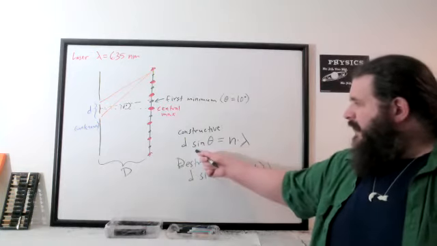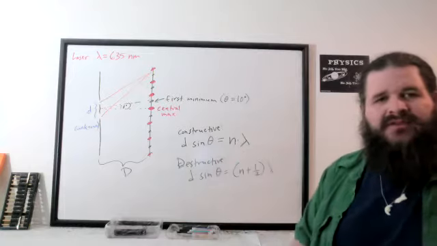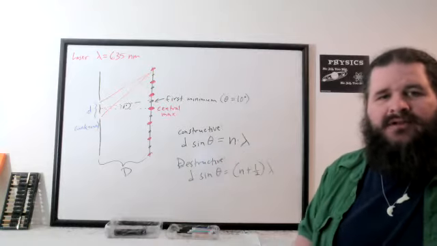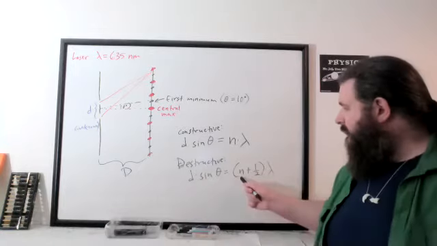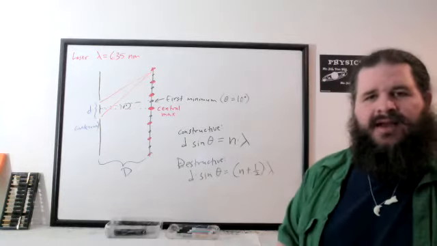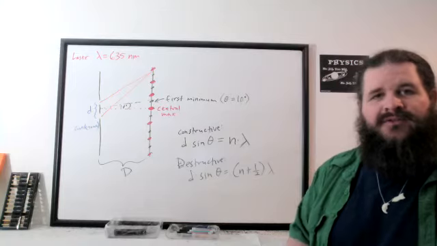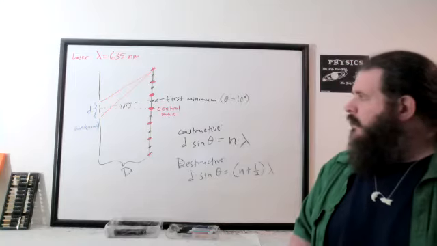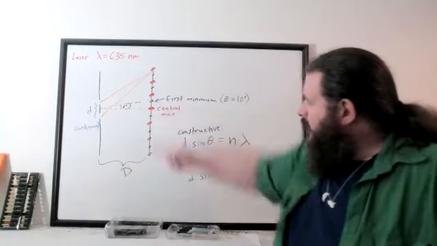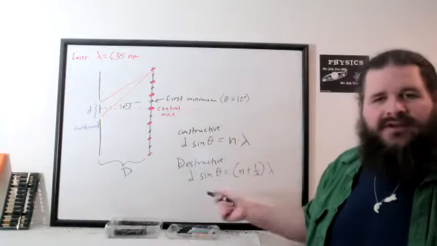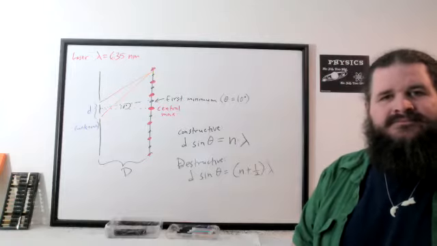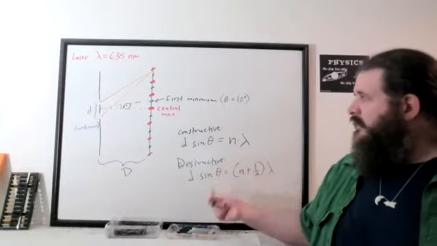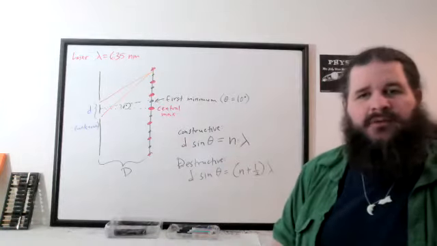If that difference in path length is a whole number of wavelengths, then your waves are offset by a whole number of cycles. So you get constructive interference. If the difference in path length is something and a half wavelengths, that's something and a half cycles, so you get destructive interference. Based on the information we know, should we be looking at this as constructive or destructive? Destructive? Yeah, this is destructive interference because we're looking at a minimum. We're looking at a dark spot.